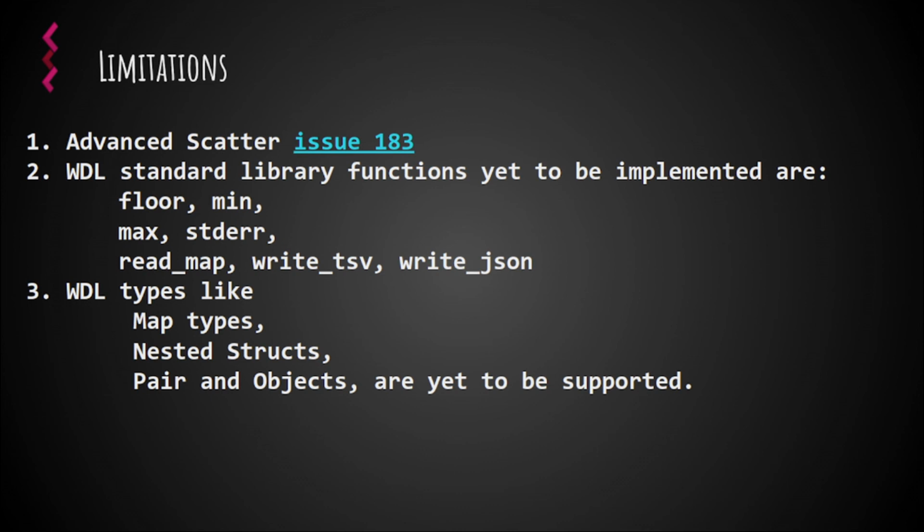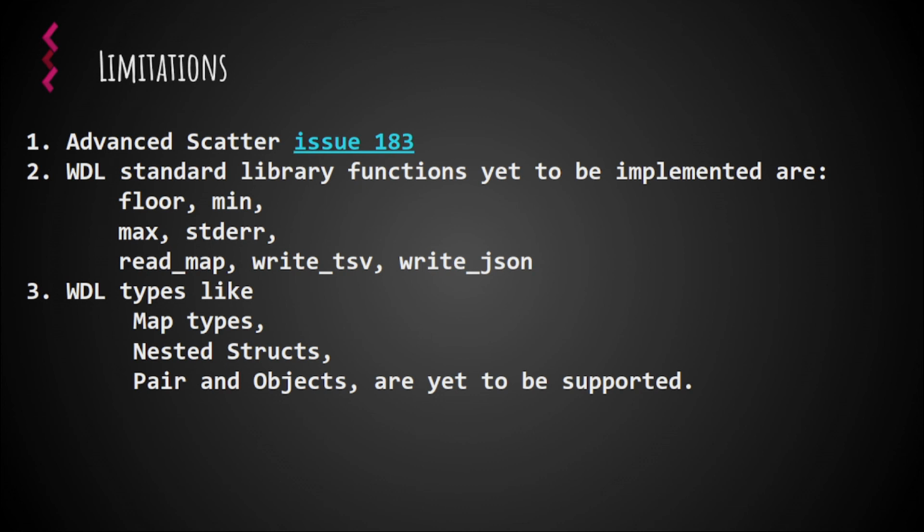Some of the limitations are advanced scatter. These are like scatter objects that call other scatter objects. Some standard library functions and types are yet to be supported, like read map, write JSON, map types, and nested structs.